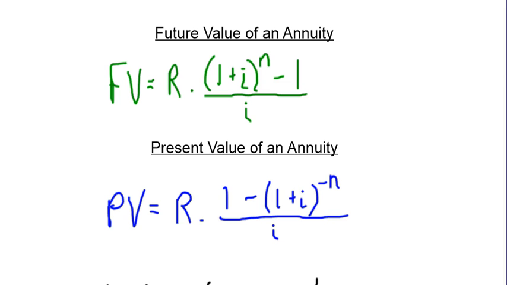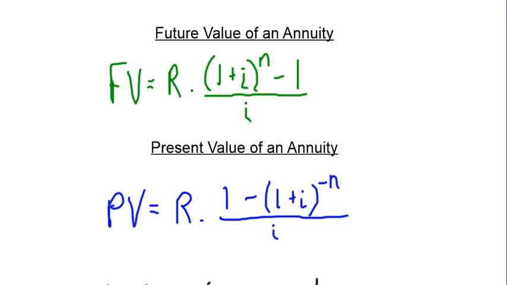So the two equations for future value and present value. Future value is equal to R, which is your payment, whether it's twice a month or once a month. Okay, that's the amount of the payment. R times the quantity 1 plus i raised to the n, minus 1, all divided by i. Okay, so i in this case consists of the interest rate divided by the number of times compounded. Okay, and n is the number of times compounded times the number of years. Okay, the number of payments.